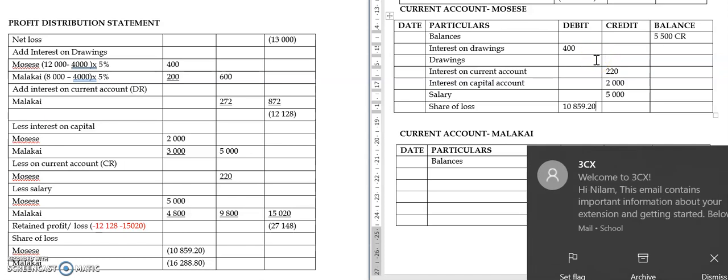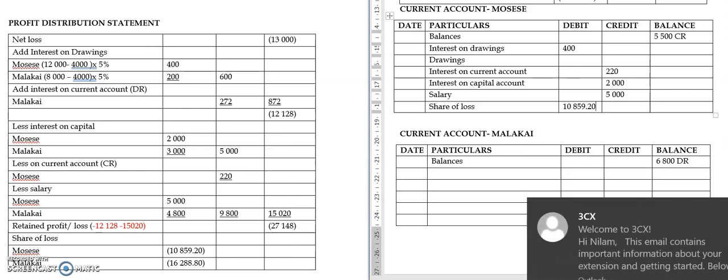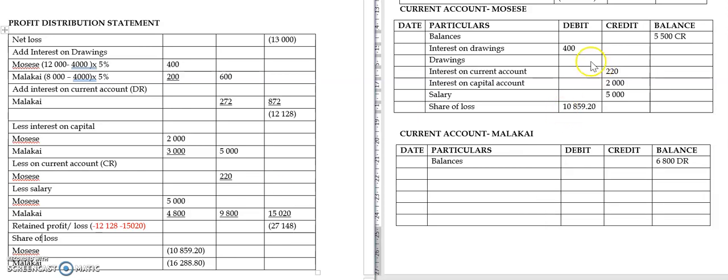And for drawings, we'll get the information from the question. How much was the drawings? So Moses had drawings of 12,000. It will go on the debit side. Now you can calculate the balance. It's a credit balance. The debits you will subtract, and if it's credit you will add.